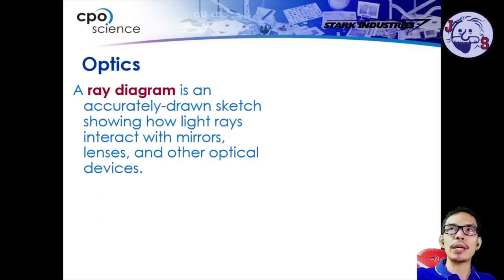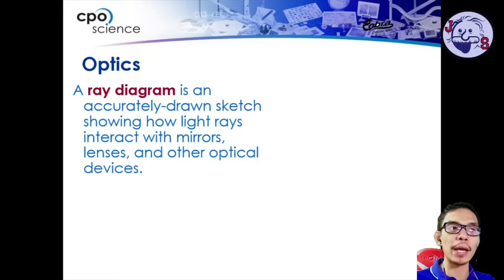Next one is the ray diagram. A ray diagram is very important in optics. Because of the ray diagram, we can accurately sketch any light rays that interact with a certain material. We can show using a ray diagram how these light rays interact, and once they interact, how they form images, what kind of image they form, and what the characteristics of the image are based on this interaction. So, a ray diagram is very important.